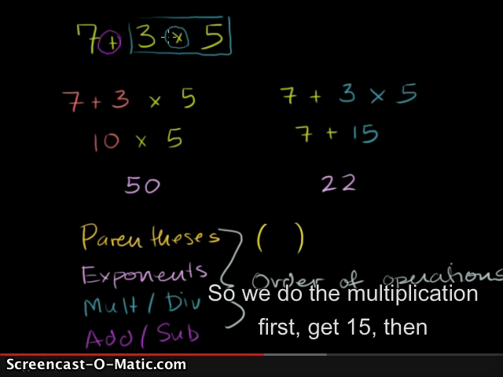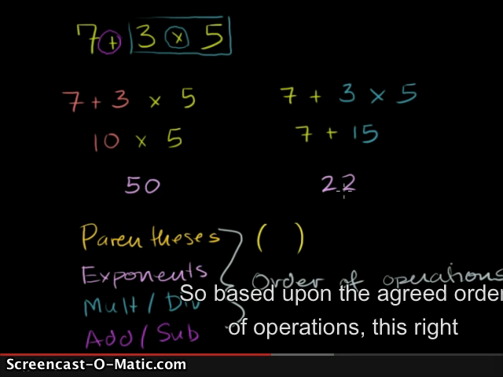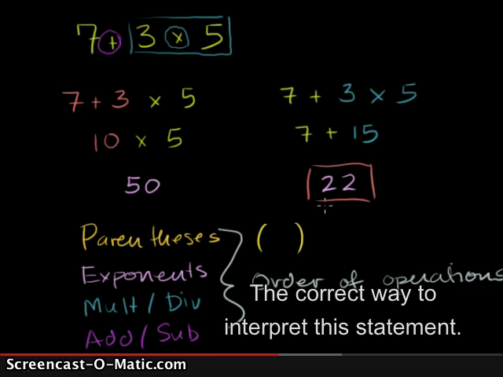Just like that. So we do the multiplication first, get 15, then add the 7, 22. So based upon the agreed order of operations, this right here is the correct answer, the correct way to interpret this statement. Let's do another.